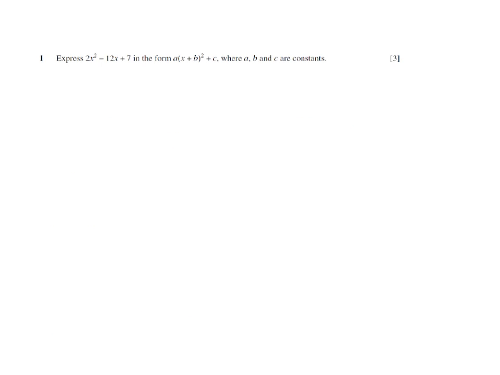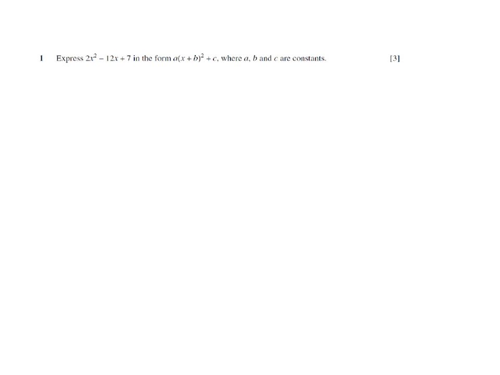So question 1, it says express 2x squared minus 12x plus 7 in the form a bracket x plus b squared plus c, where a, b and c are constants. Good. There are 2 ways you could do this for 3 points. It's a nice question to start with. There are 2 ways of doing this particular question. First of all, and I'll show you both, why not?